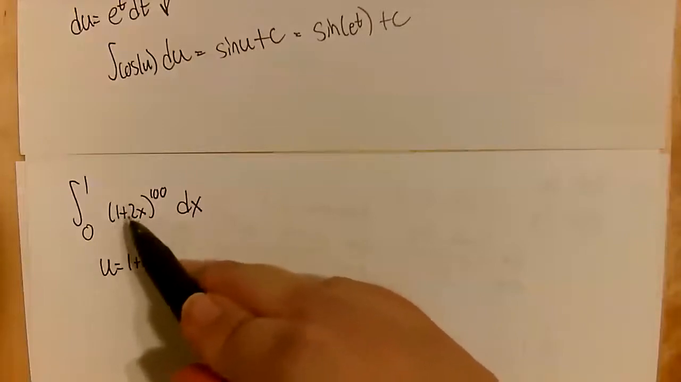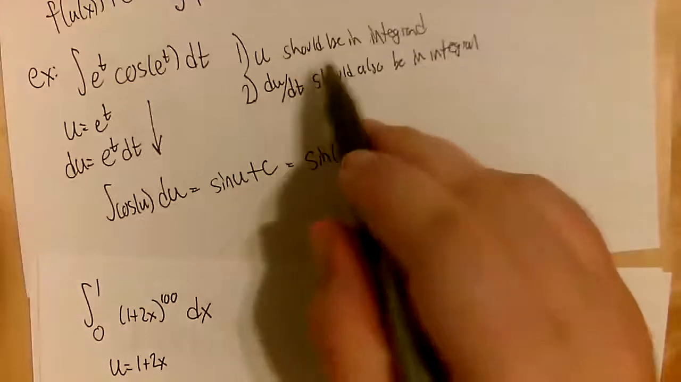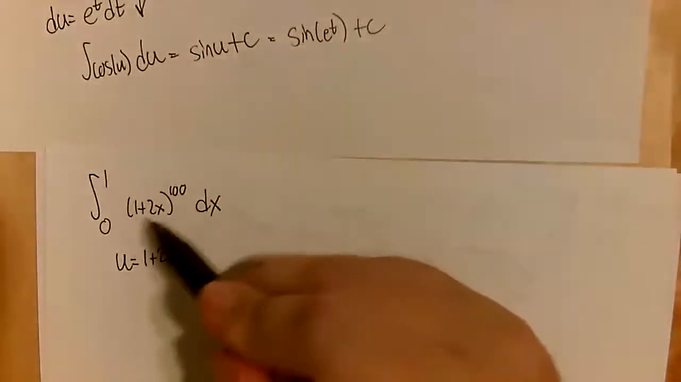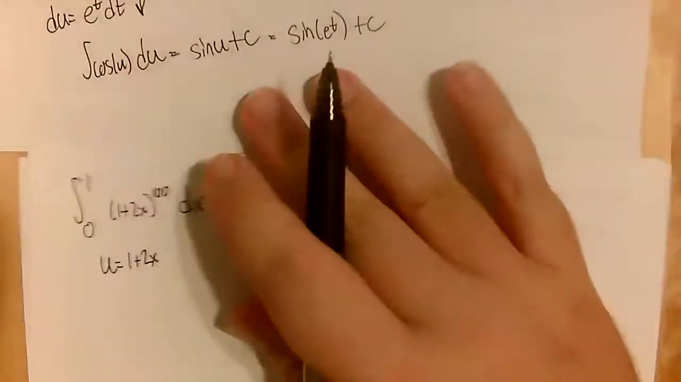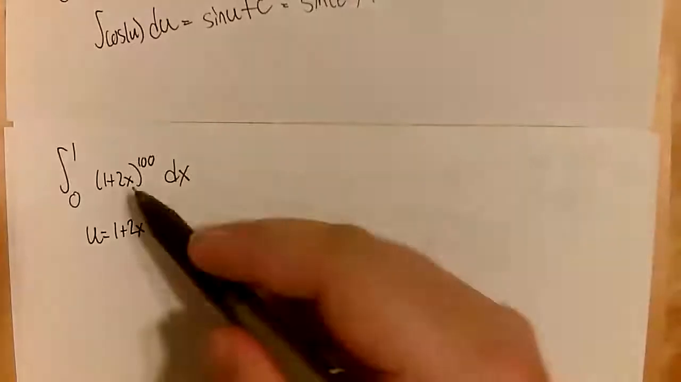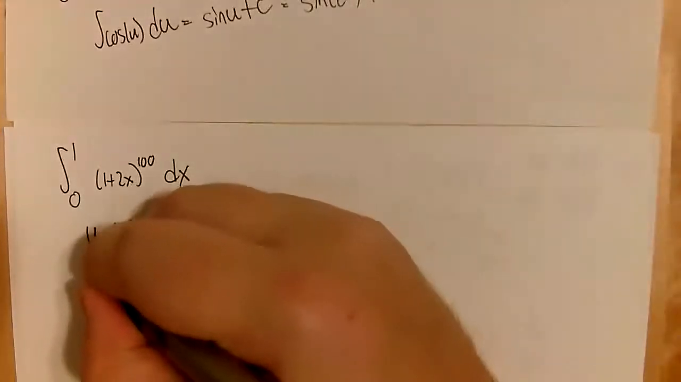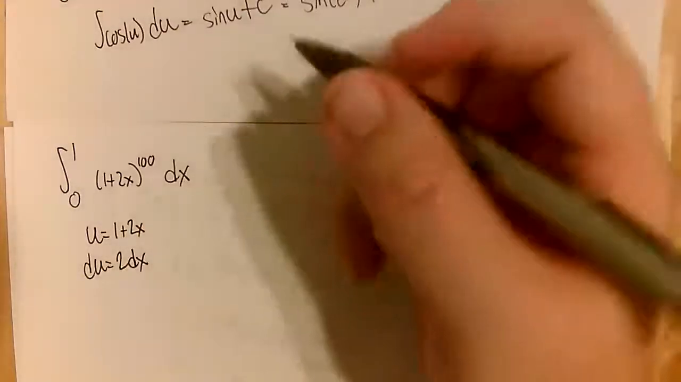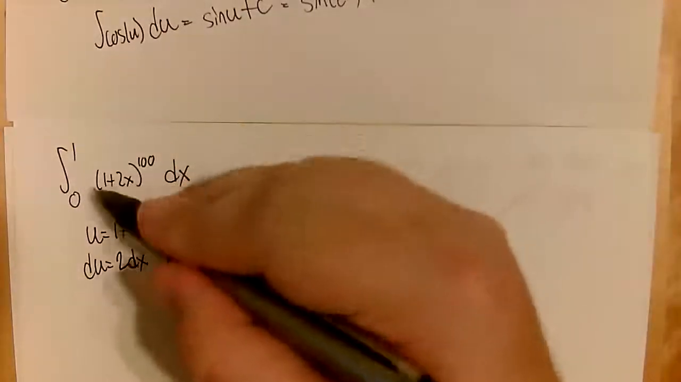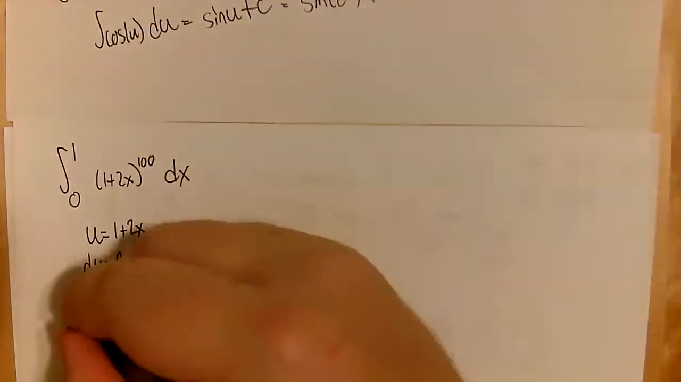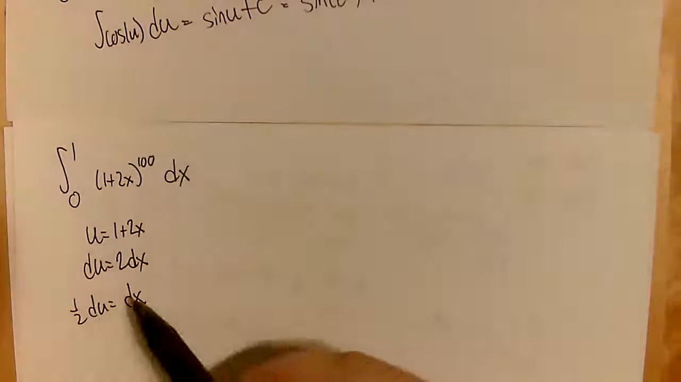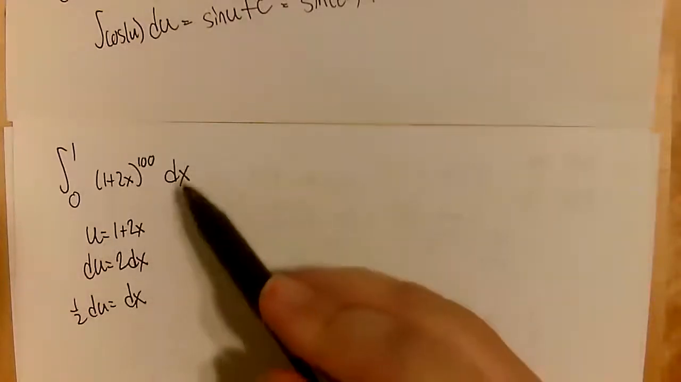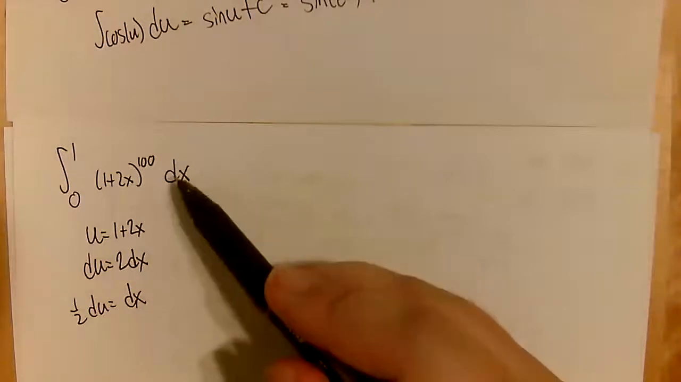And so I've satisfied the first criterion that I talked about earlier. It shows up in the integral, so here it is. Now let's make sure that its derivative, or at least something similar to it, also appears. So du in this case will be 2 dx. And while we don't really have a 2 here, what we can do is divide by 2. So we have 1/2 du is dx. It's not uncommon to do a little algebra here to finagle things, so we end up having exactly what shows up in our integral here.